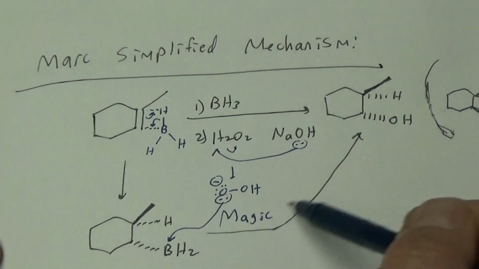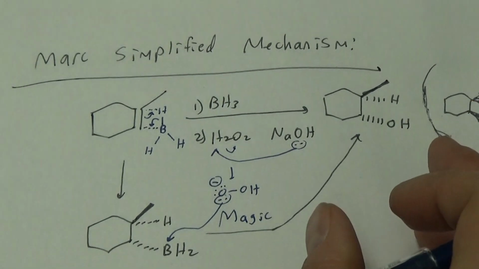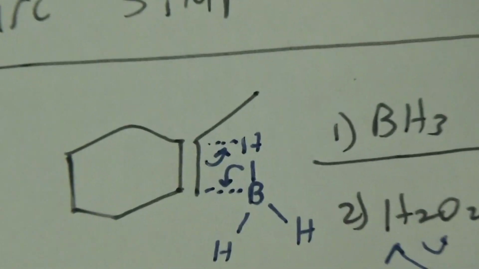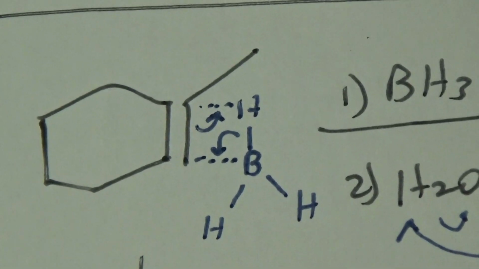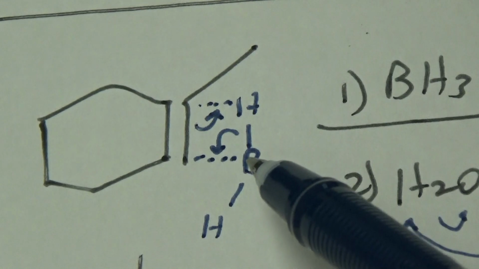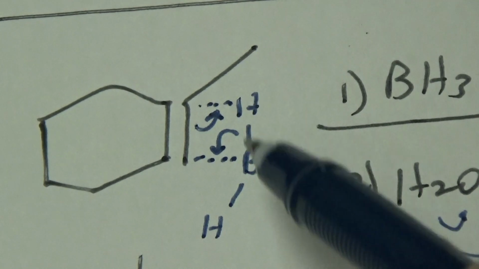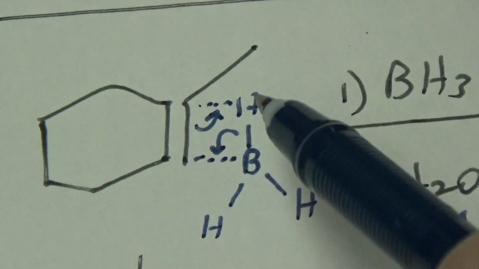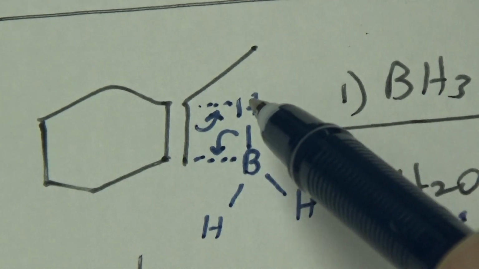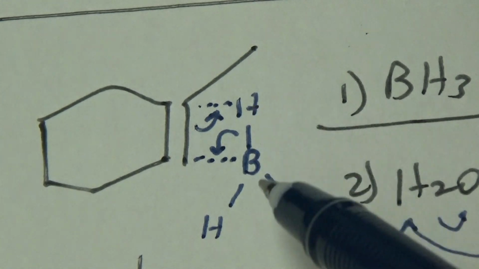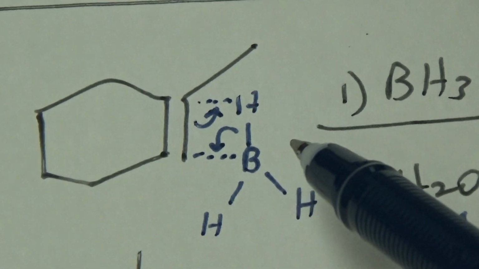Alright, so why is it anti-Markovnikov? Why is this whole thing anti-Markovnikov? What causes it to be anti-Markovnikov? If you look at this, does the boron want to be really close? The boron-hydrogen bond can either be in this orientation, or it could be with BH2 on top and hydrogen on the bottom. So which is more sterically favored?